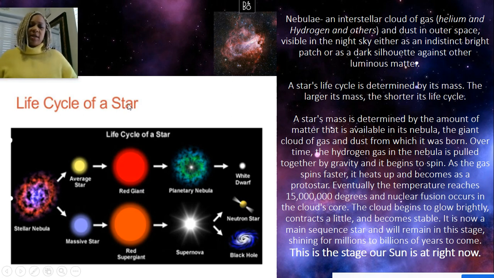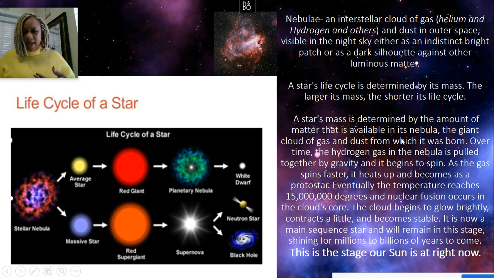So really quickly, I just want to go into the life cycle of a star. Now remember, the sun is a star. It's the closest star to Earth. But once upon a time, it was a nebulae or a nebula, all right, an interstellar cloud of gas, mostly helium and hydrogen and other gases, and dust in outer space.